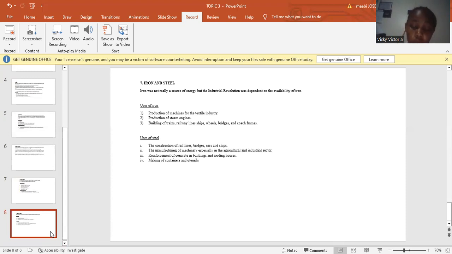It is also used in mechanical machinery, especially in the agricultural and industrial sectors. Then it is used for reinforcement of concrete in building and roofing houses, and for making containers and utensils.